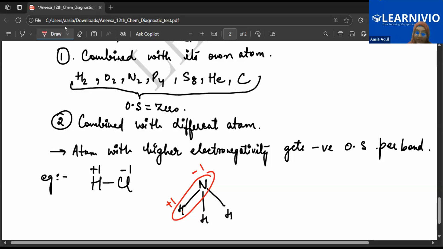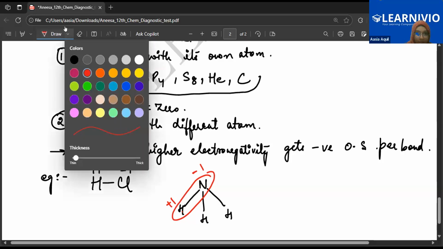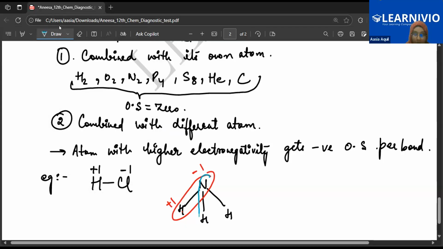For the whole ammonia, see. Now let's talk about this bond. Let's show this with a different pen. So now we are talking about this N-H bond.